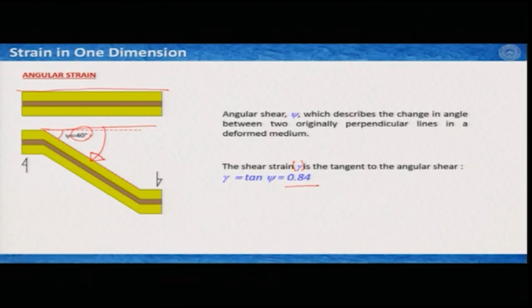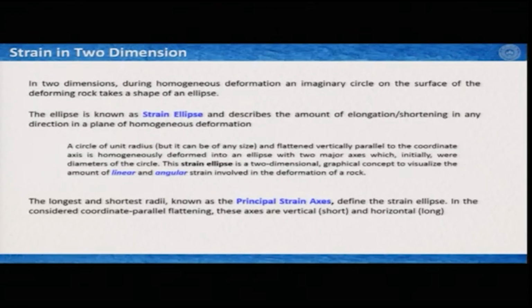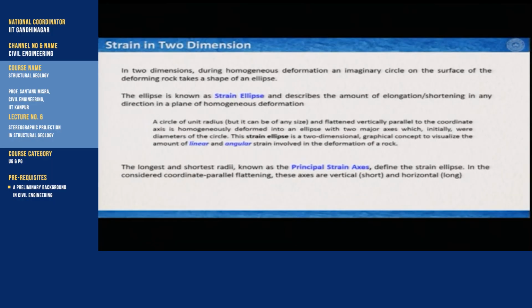Again, it is dimensionless. Now if we look at strain in 2 dimensions, during homogeneous deformation, an imaginary circle on the surface of the deforming rock takes the shape of an ellipse. Now this ellipse is known as the strain ellipse and describes the amount of elongation and shortening in any direction in a plane of homogeneous deformation. Now we will see the descriptions of the strain ellipse in the following slides.